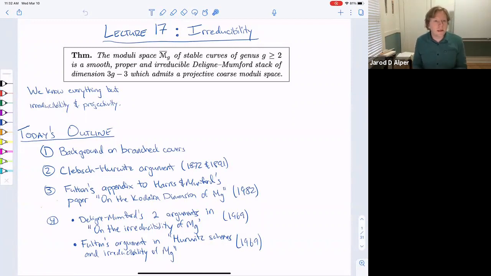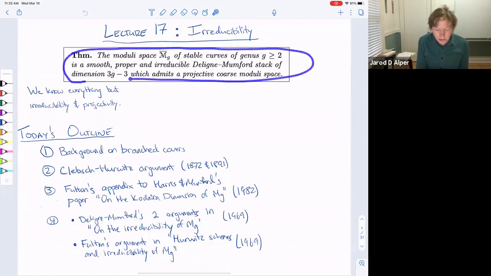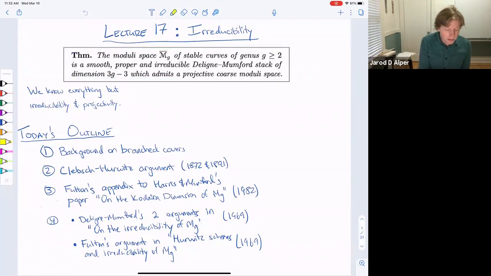All right, today's lecture is on the irreducibility of the moduli space of curves. But first, let's recap where we are. The whole course is targeted on proving this theorem, and we know everything but irreducibility and projectivity. And so these are the contents. The irreducibility we'll cover today, and projectivity we'll summarize on Monday.